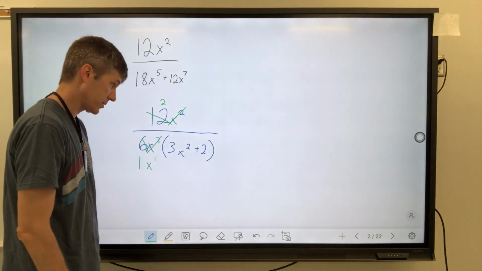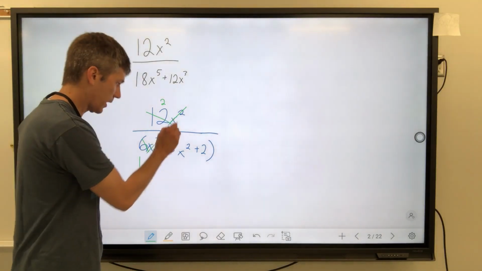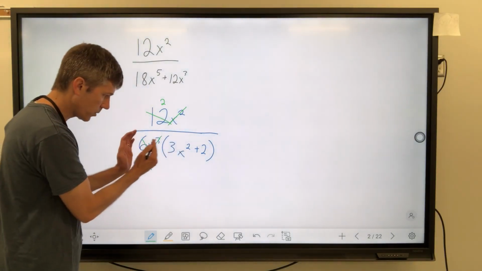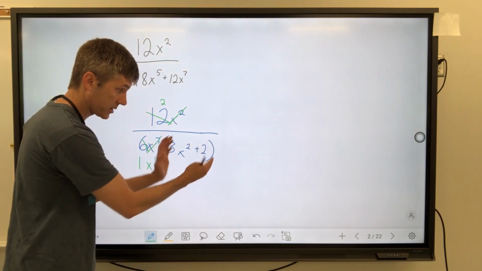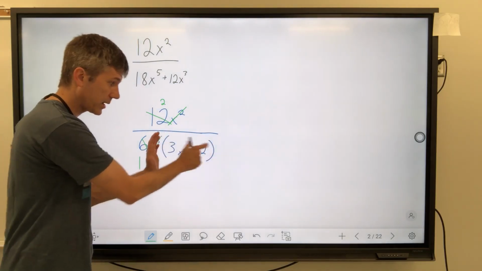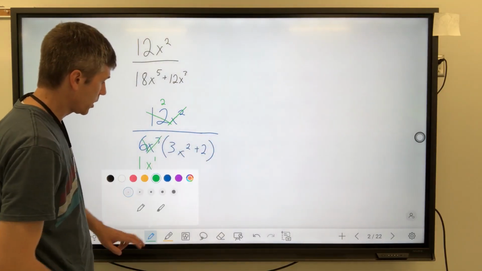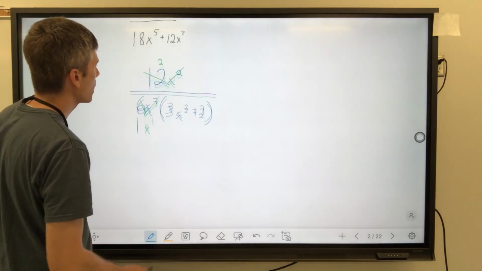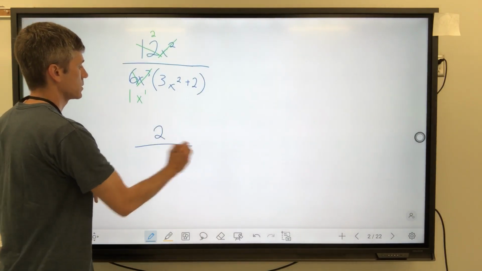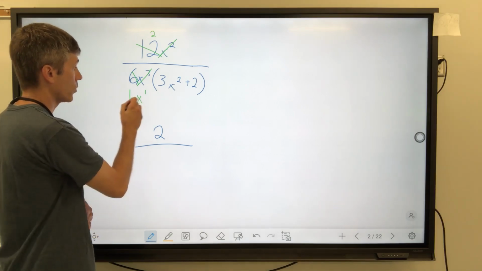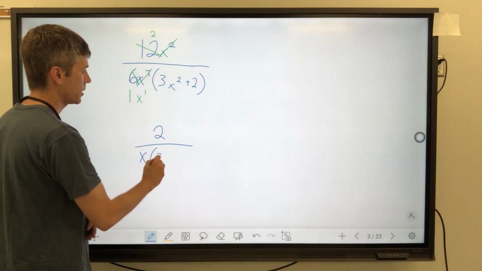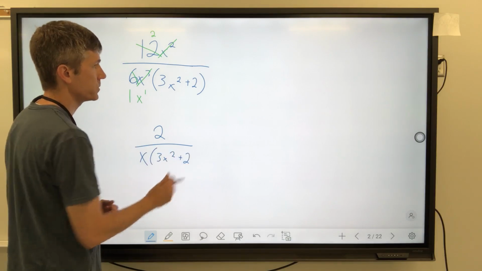Now, what I can't do is reduce this x squared with this one. But all this is multiplied. All this is one quantity multiplied. So don't go breaking into this and canceling individual parts. We are ready now to the final answer. 2 divided by 1x, so x, and then 3x squared plus 2.